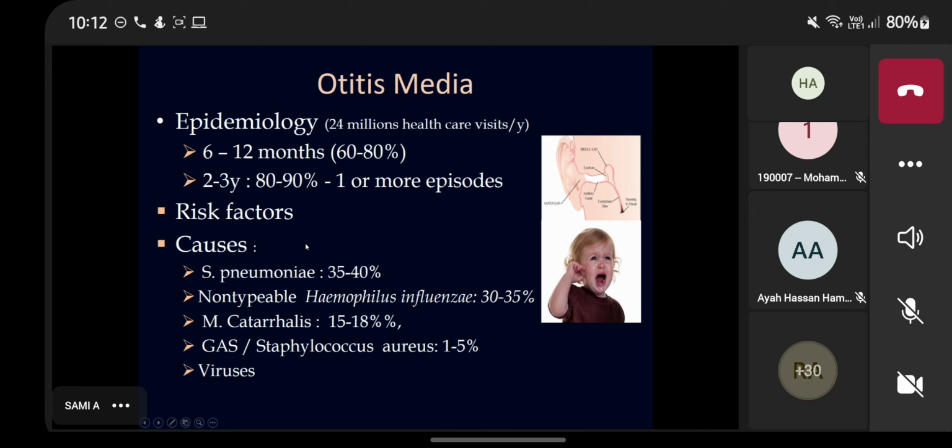When it comes to pathogens causing otitis media, the majority of data on the microbiology of acute otitis media has been documented by cultures of middle ear fluid obtained by tympanocentesis. And as you can see here, the most common bacteria are Streptococcus pneumoniae, followed by non-typable Haemophilus influenzae and Moraxella catarrhalis. Now, group A strep and Staph aureus are less frequent causes of otitis media.